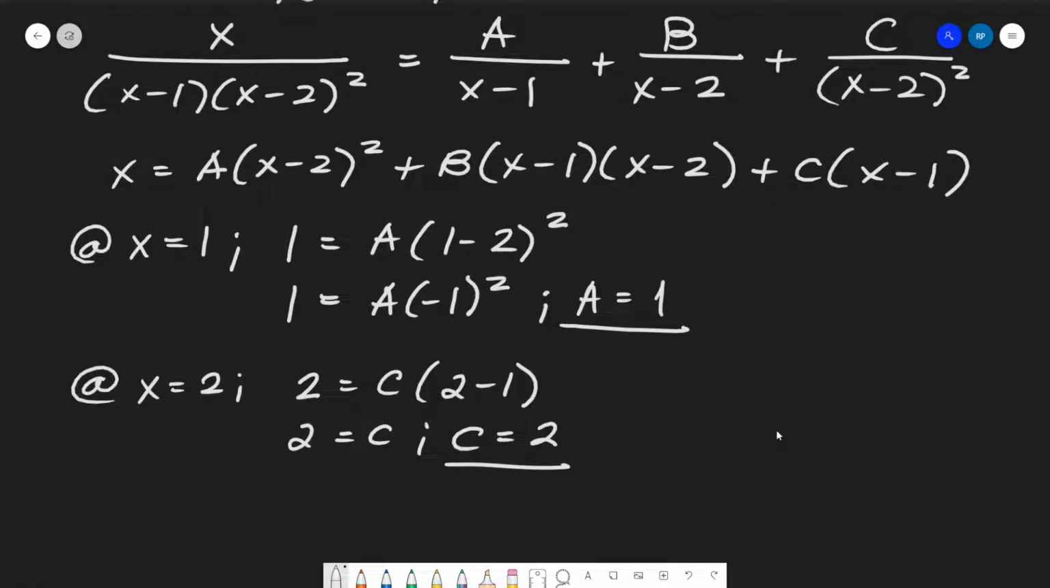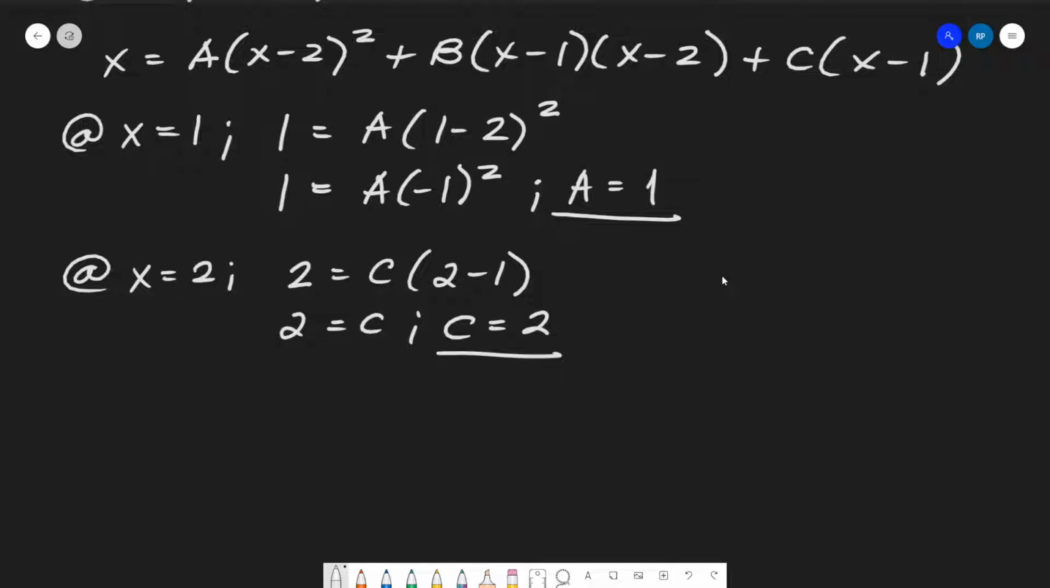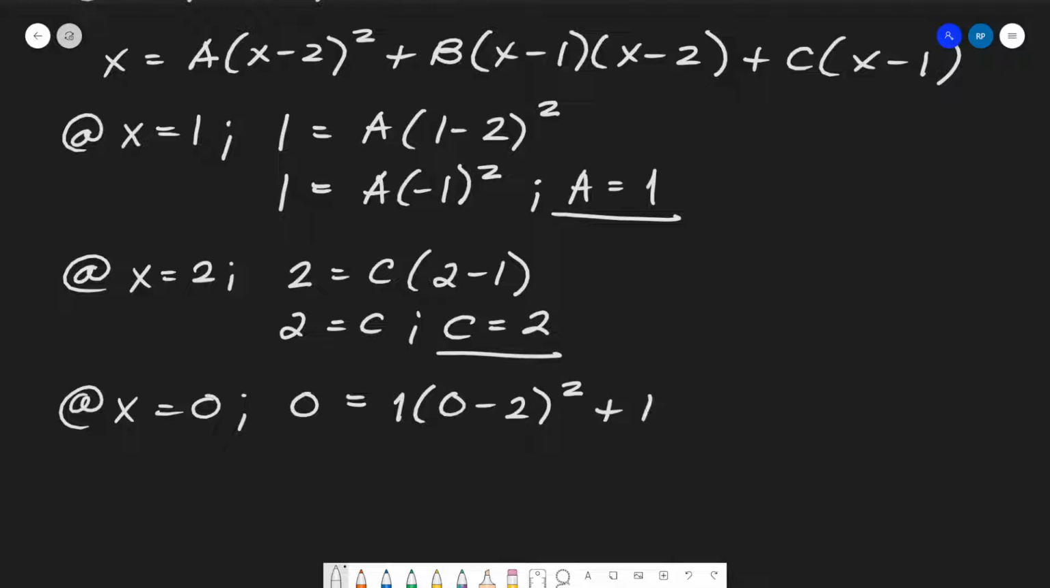Kapag ganito, wala na kayong makita na 0, pwede na kayong gumamit ng any value. Pero I prefer using values as close as possible to 0. Kung pwede niyo pa gamitin si 0, gamitin niyo si 0. So at x is equal to 0, para mas madali natin siya i-solve, 0 is equal to, a, what's the value of a? So that is 1 times 0 minus 2 squared. Diba? B, hindi pa natin nahanap. So, negative 1 times negative 2. Diba? Then, plus c times negative 1 times 2.